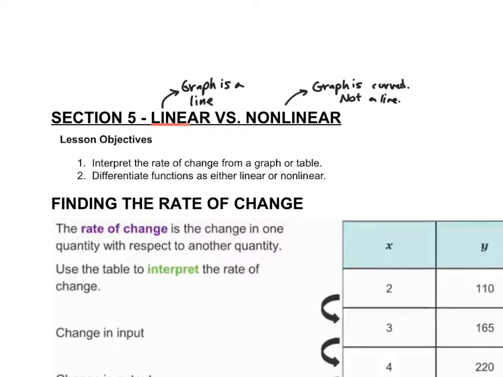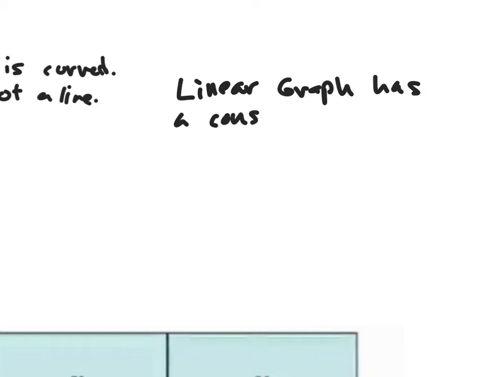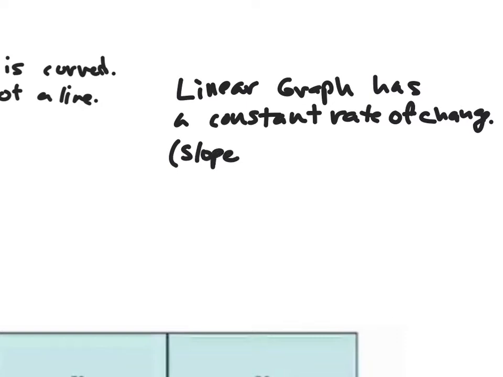Now, when we have a linear graph, let's write this down, a linear graph has what we call a constant rate of change. And when we talk about rate of change, that's a slope. So the graph has a slope.